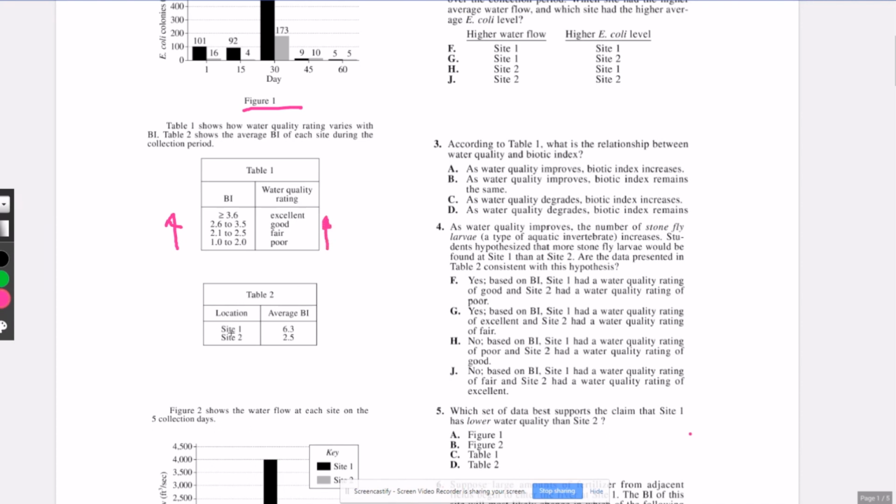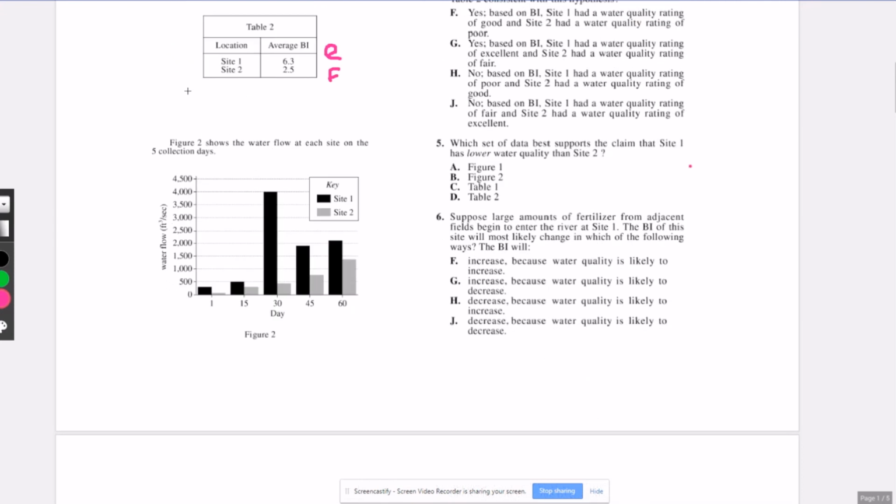And let's look at table 2. So this has site 1's average biotic index and site 2's average biotic index. So it looks like site 1 is at about 6.3. That's excellent. That's great. We can write that down in case we need it later. It's good to be able to make sure that we understand the terms real fast, but don't take too much time on these steps. And 2.5 is right and fair. Great. These could be useful later.